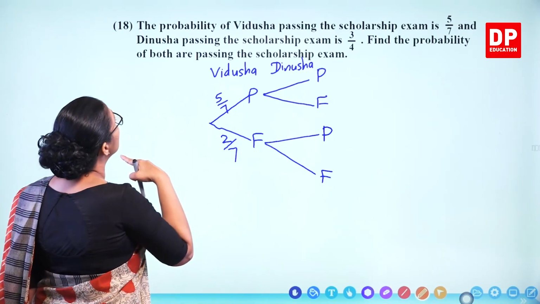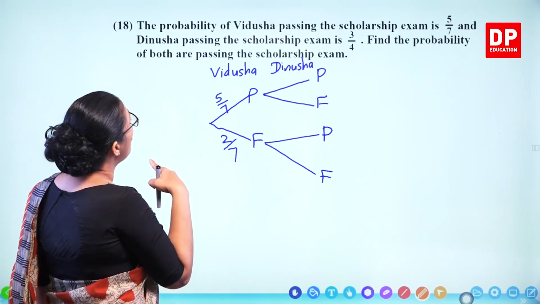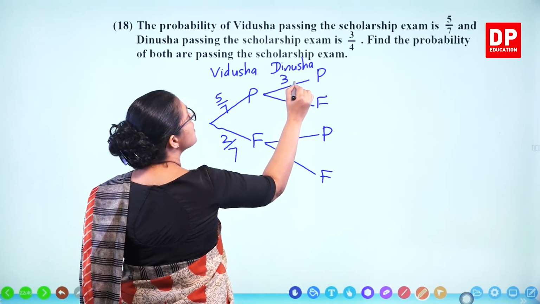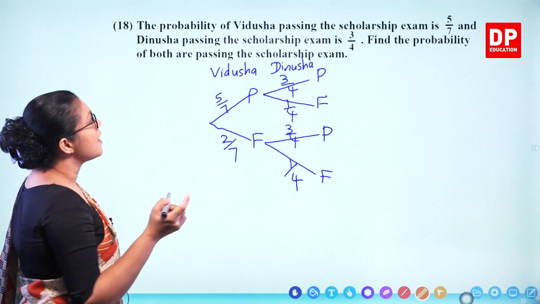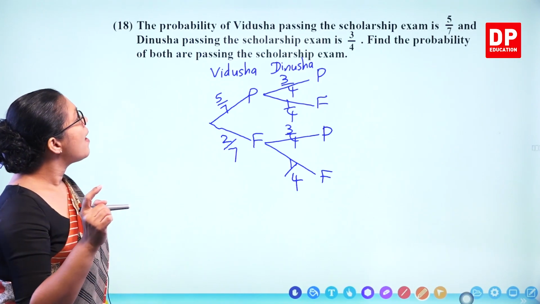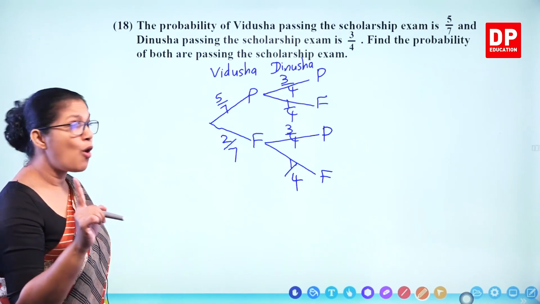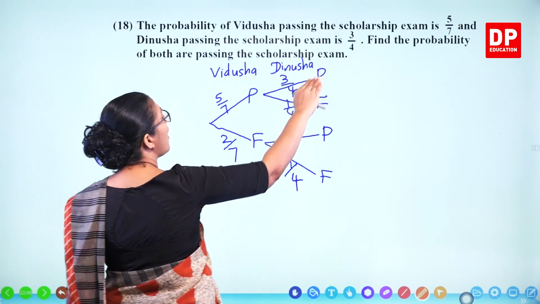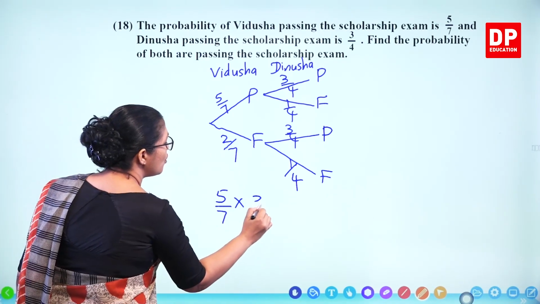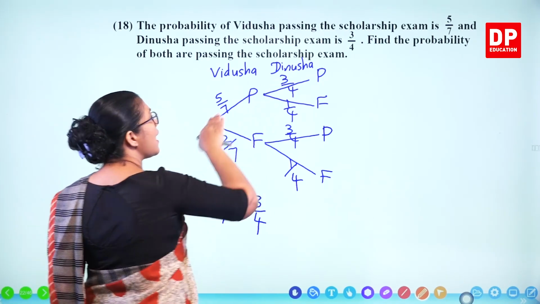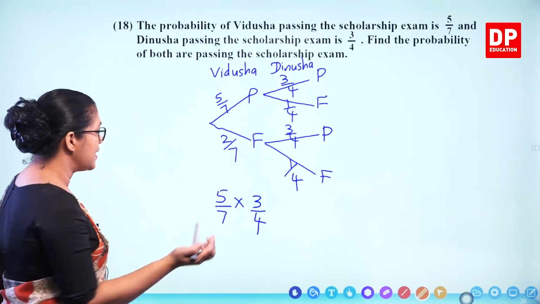What's the passing probability for Dinusha? 3/4. Then this becomes 1/4. 3/4 and 1/4. So they are just asking what's the passing probability for both. So that means this part. So 5/7 into 3/4. So you multiply. These are two independent events.